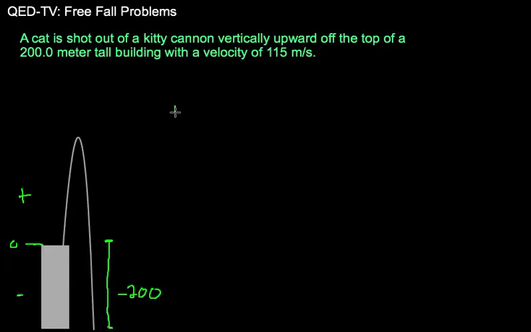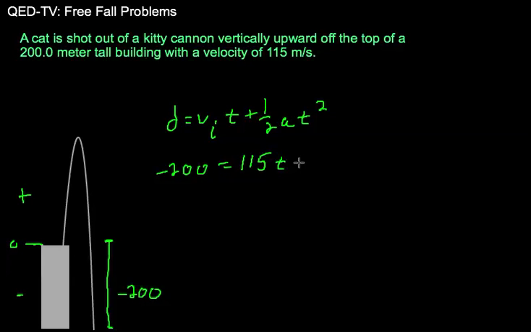So I could use d equals VIT plus 1/2 AT squared. And my displacement is going to be negative 200. My initial velocity that I shoot off of the building is 115 positive times t plus 1/2 negative 9.81 times t squared. And I'll be able to figure out my t, but you'll notice again, like the last problem, this will be a quadratic. And you can do that. You can put it into the quadratic, and you could figure out what time you're going to get.